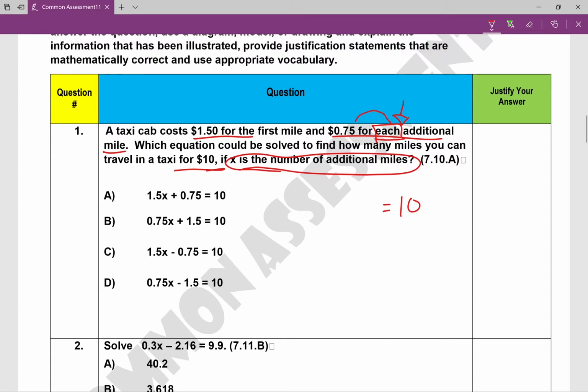If you look at the number next to the word each, it's 0.75x. So 75 cents per mile. And you have to pay the fee, the flat rate, or whatever they call it, of $1.50. So which one looks like that? Not A, because 75 cents has to be with the X. So we can eliminate A and C, and it's only a matter of knowing that the $1.50 you have to pay no matter what. So you have to add that to the total. Any questions on that one?